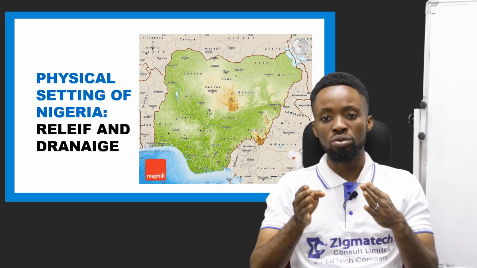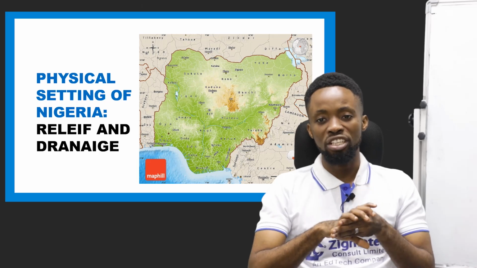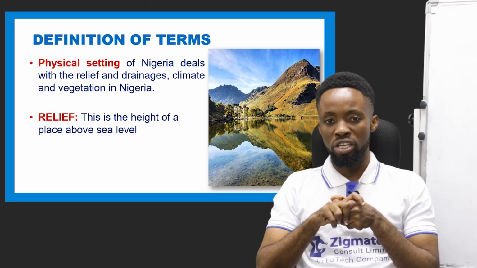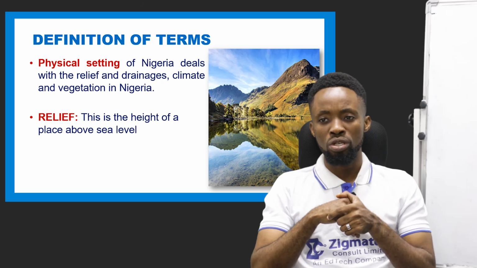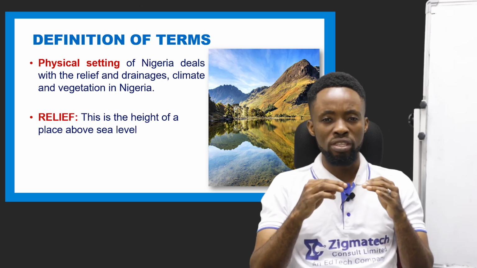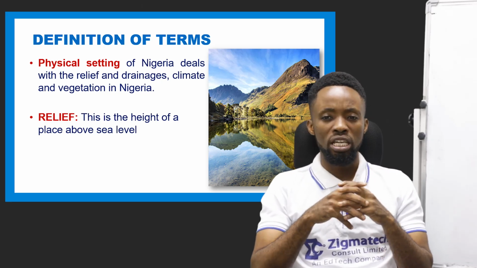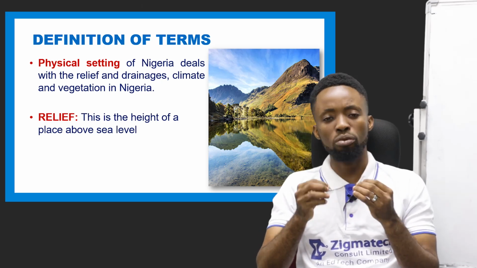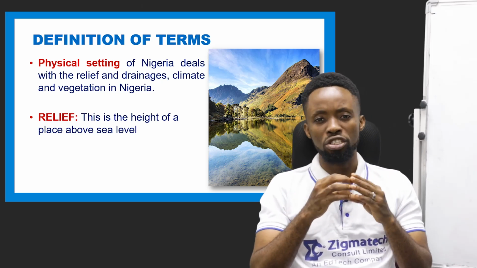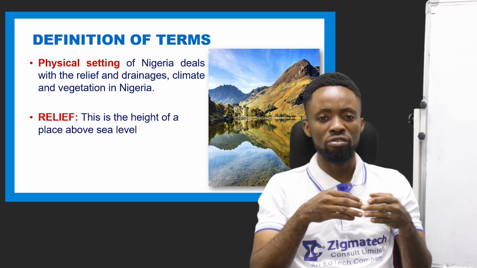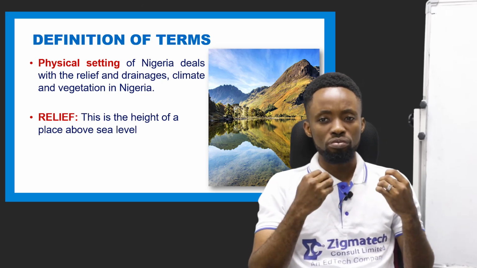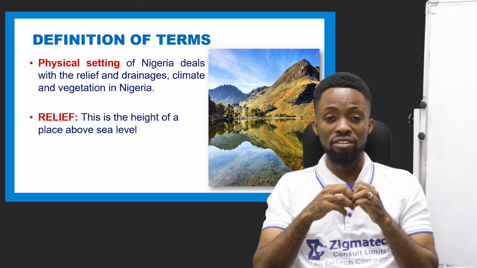Now, let's go to the physical setting of Nigeria. When we talk about the physical setting of Nigeria, we are talking about the physical landscape or the physical structure of Nigeria, what Nigeria is composed of physically. And in this aspect, we talk about things like the relief of Nigeria, the drainage of Nigeria, the climate of Nigeria, and the vegetation of Nigeria. So, first of all, let's look at the relief of Nigeria.